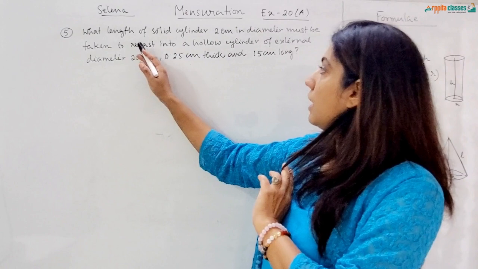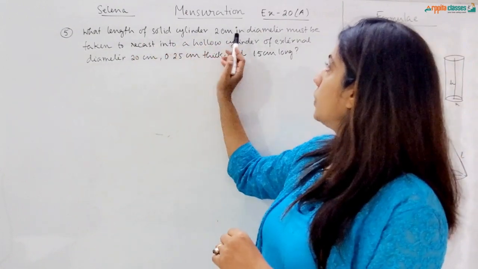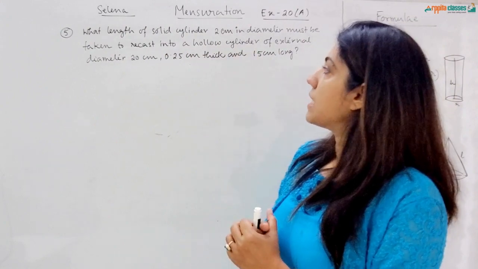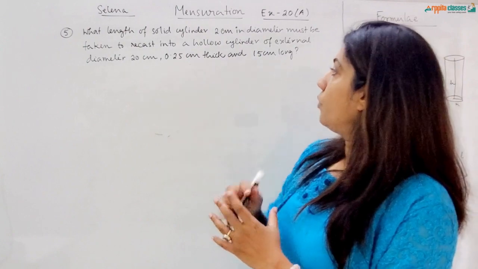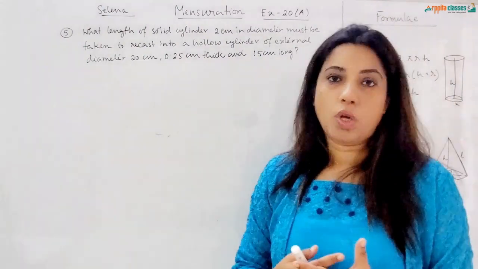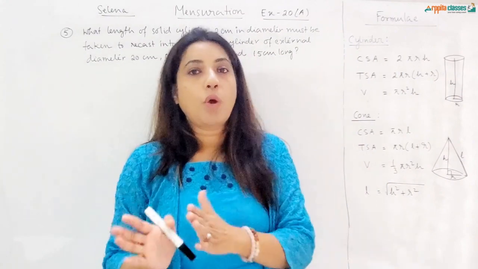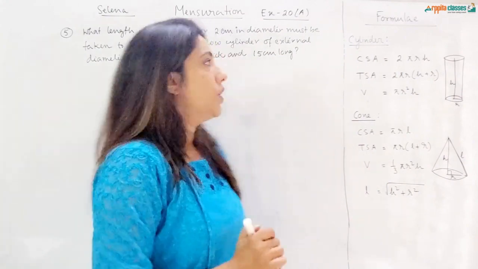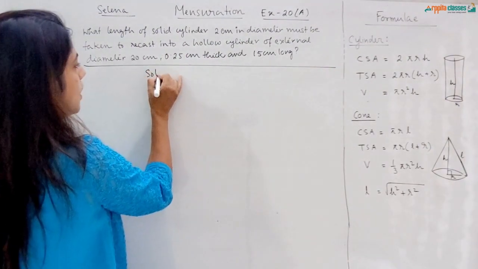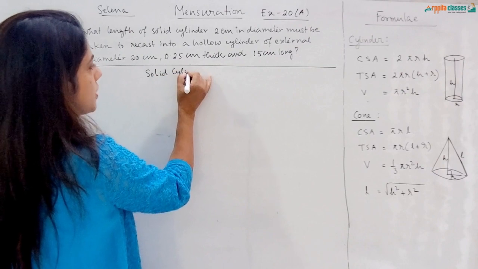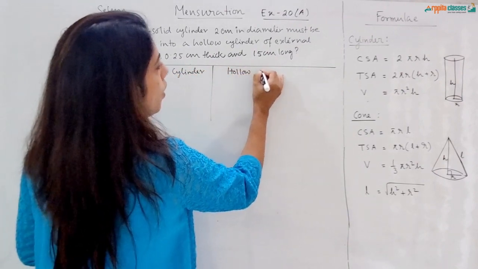They are saying, what length of solid cylinder 2 cm in diameter must be taken to recast into a hollow cylinder of external diameter 20 cm, 0.25 cm thick and 15 cm long. So we all know that when something is melted and recast into another figure, the volume of both the figures remains same. So here we have two figures, one is solid cylinder and the other one is hollow cylinder. So I am making two columns here. This is the solid cylinder and this is the hollow cylinder.